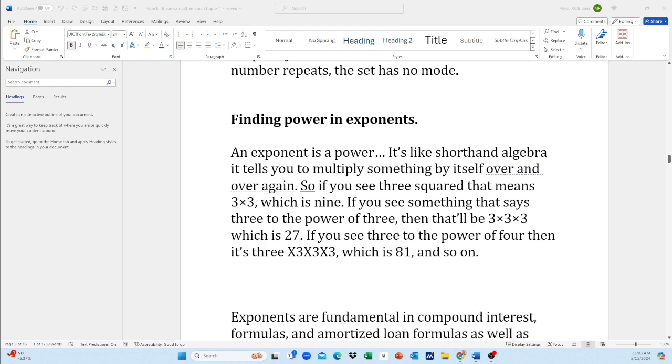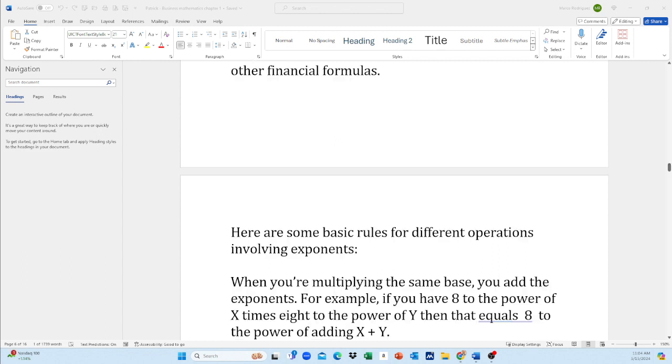Finding power in exponents. An exponent is a power. It's like shorthand algebra. It tells you to multiply something by itself over and over again. So if you see 3 squared, that means 3 times 3, which is 9. If you see 3 to the power of 3, then that'll be 3 times 3 times 3, which is 27. If you see 3 to the power of 4, then it's 3 times 3 times 3 times 3, which is 81, and so on. Exponents are fundamental in compound interest formulas and amortized loan formulas, as well as other financial formulas.